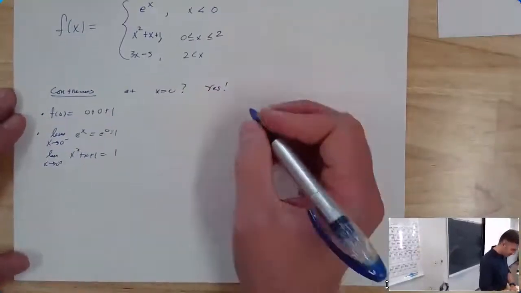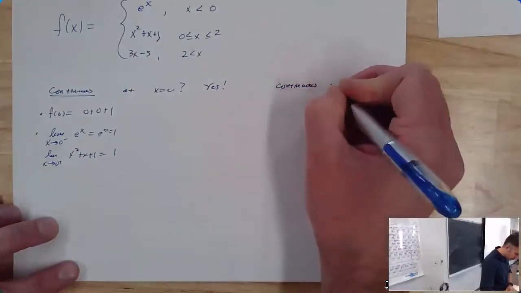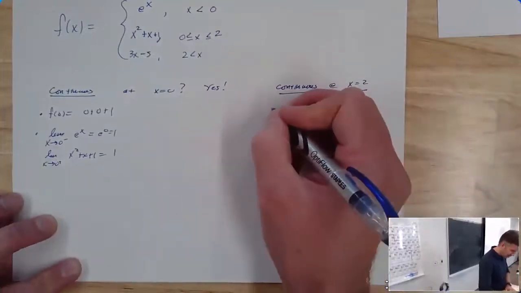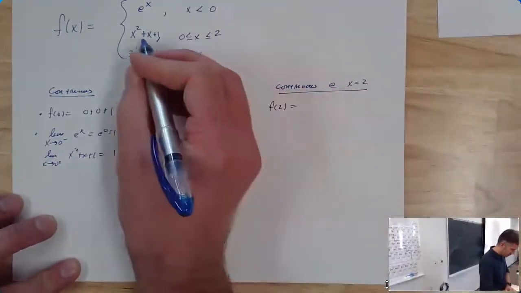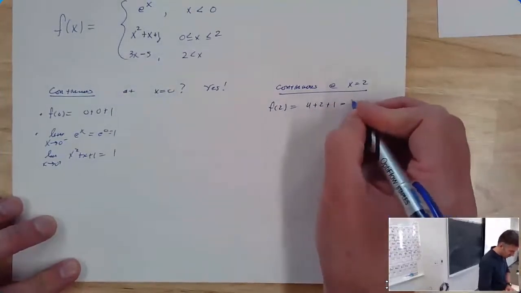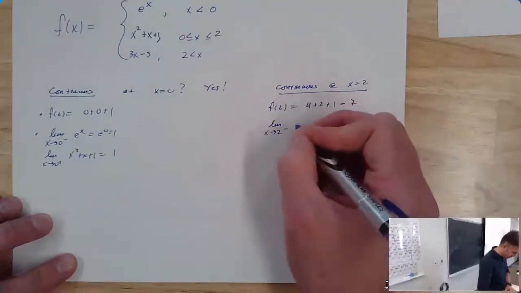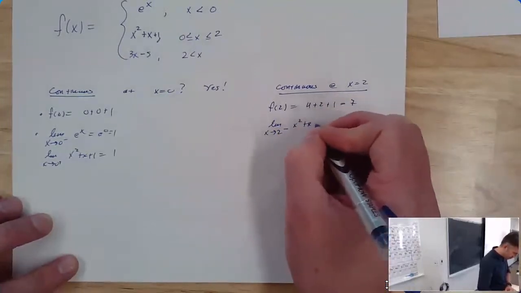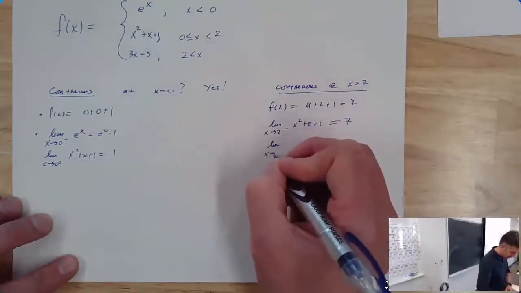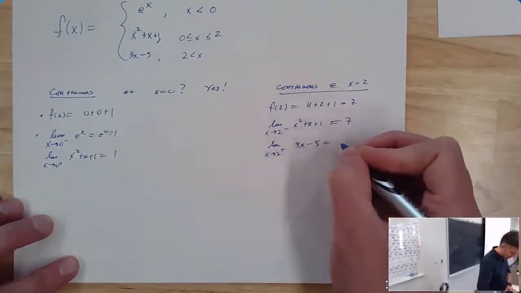How about x equal to 2? So again, same idea. f of 2 would be 2 squared plus 2 plus 1. Sorry, 4 plus 2 plus 1, which is 7. And the limit as x approaches 2 from the left, you'd use the same piece of the function. You plug in 2, you get 7. The limit as x approaches 2 from the right doesn't look like it's going to work out. You're going to get 6 minus 5, which is 1.